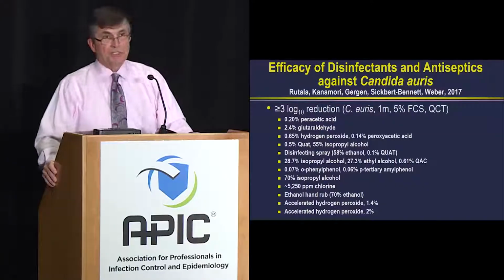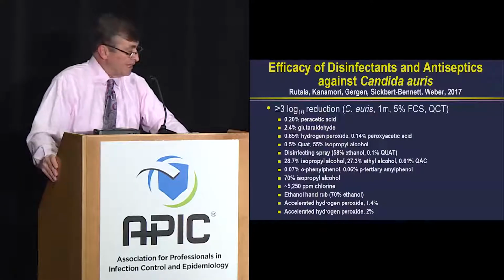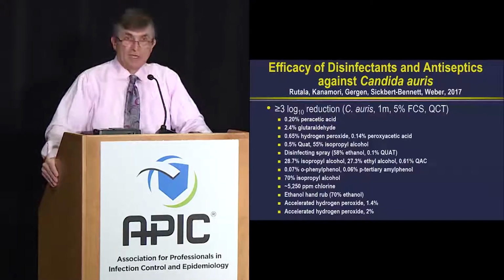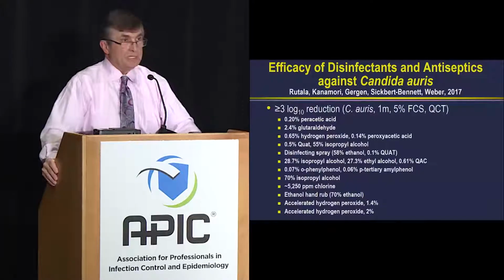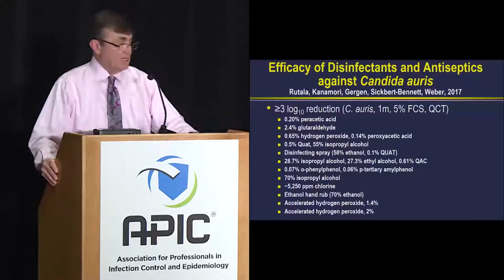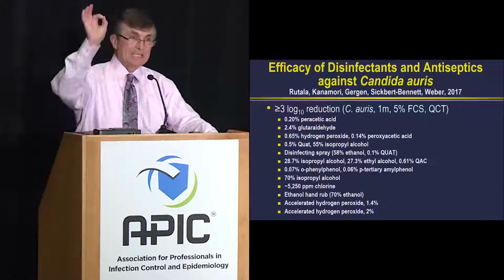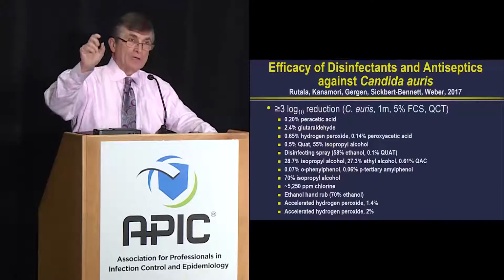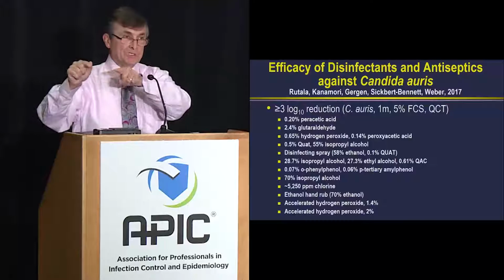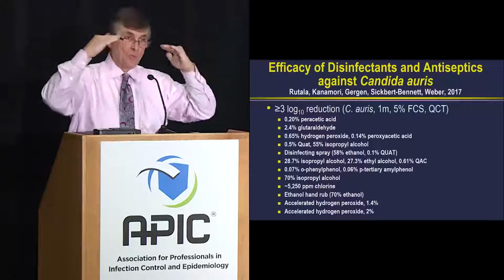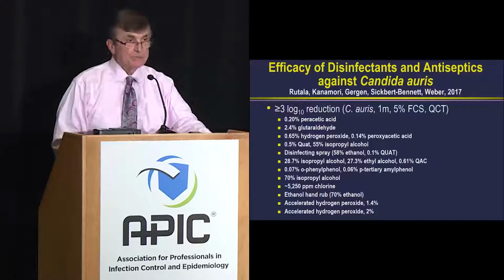You can also see that quad alcohols are effective. You can, of course, see that isopropyl alcohol is effective. You can see that a 1 to 10 dilution of chlorine is effective. You can see that an ethanol hand rub is effective. And you can see that accelerated hydrogen peroxide is effective. Those products killed in 1 minute greater than a 3-log reduction. That's a 99.9% reduction. So if you had 1,000, you're down to 1 with this particular methodology and, of course, these particular germicides.